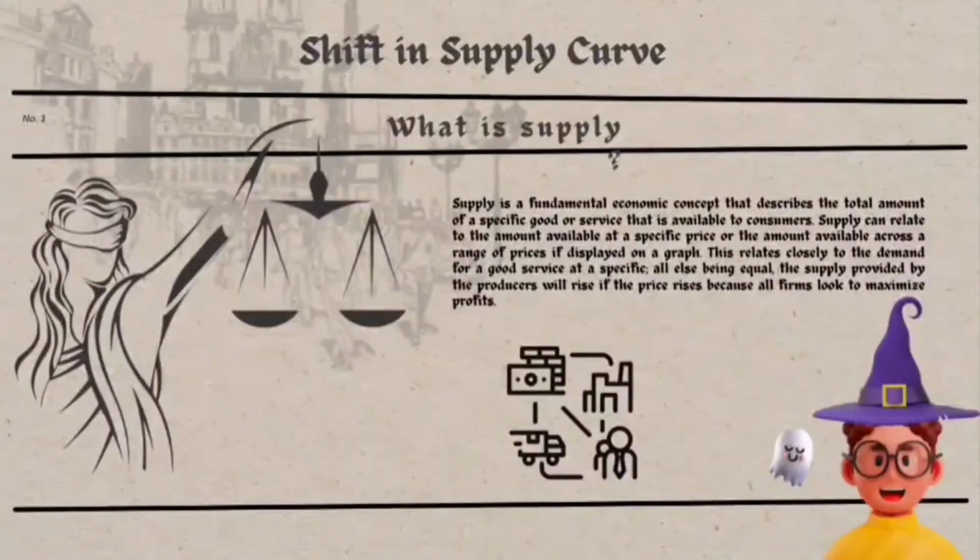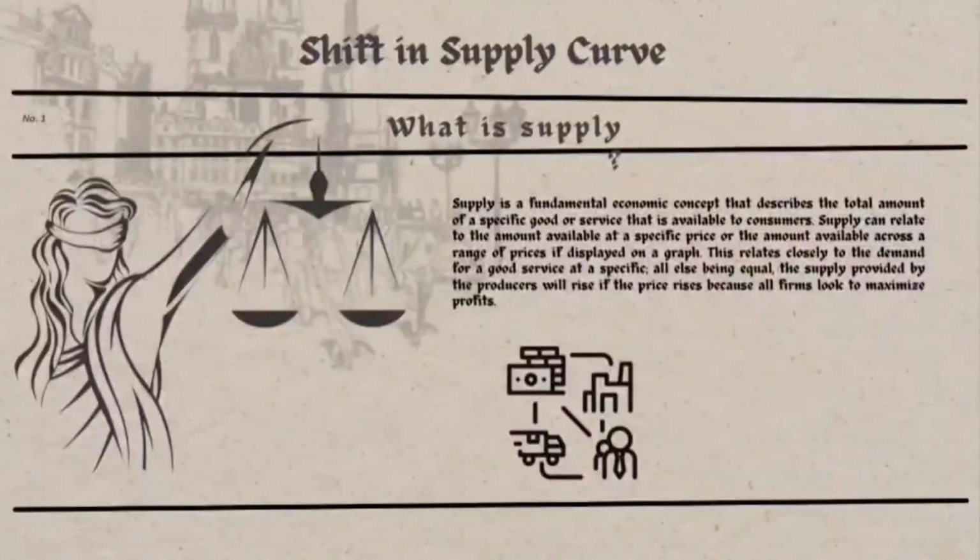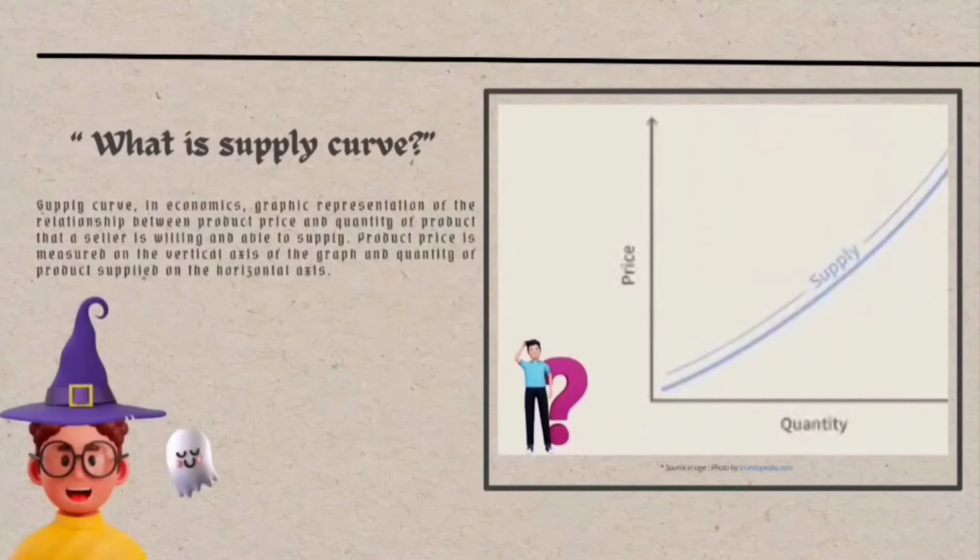So, now we have learned what is supply. So next, we will learn what is supply curve. Supply curve in economics is a graphic representation of the relationship between product price and quantity of product that a seller is willing and able to supply. Product price is measured on the vertical axis of the graph and quantity of product supplied on the horizontal axis of the graph.